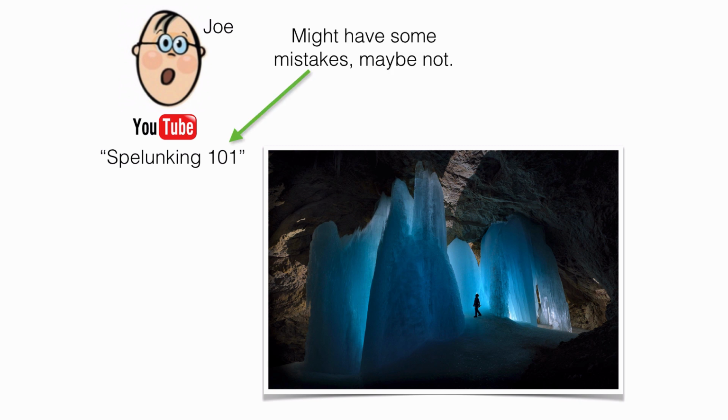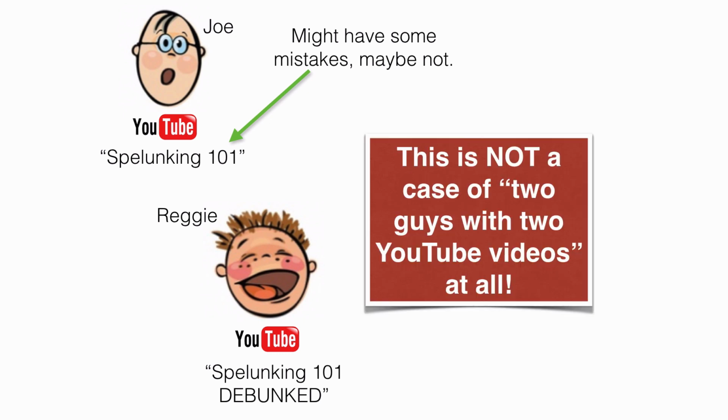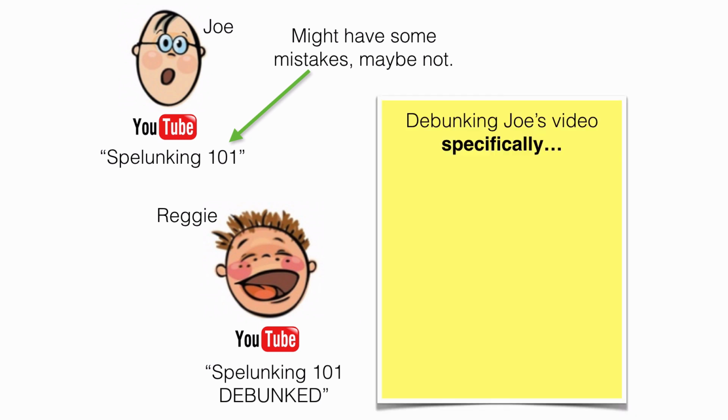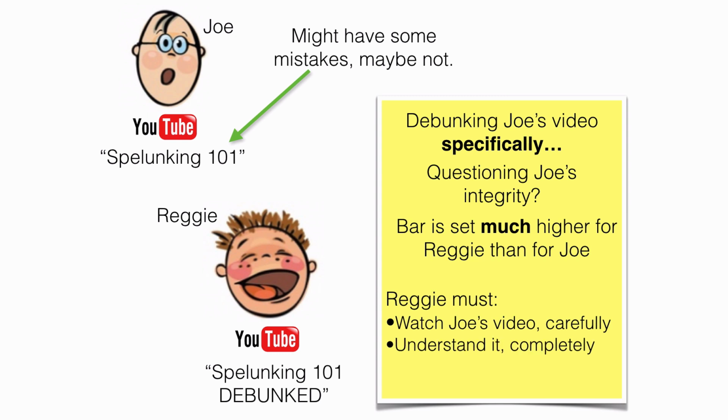And maybe he made some mistakes, maybe not. You know, it's nothing casual. So here's Reggie. Reggie also has a YouTube channel, but he records a video called Spelunking 101 Debunked. Now, this is not just a case of two guys with two YouTube videos at all, because Reggie is debunking Joe's video specifically. So is he questioning Joe's integrity? The bar is set much higher for Reggie than for Joe. Again, Joe is just doing something, hey, here's my hobby, but Reggie is specifically going after Joe. So Reggie must watch Joe's video carefully, understand it completely, and be 100% sure that Joe is wrong.